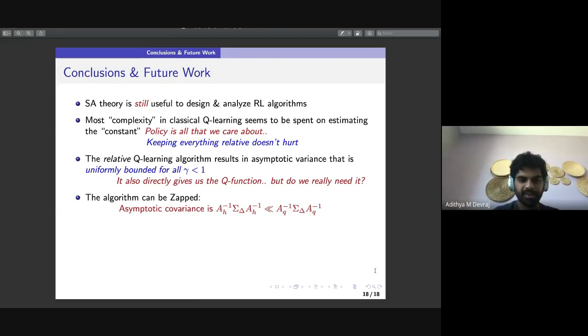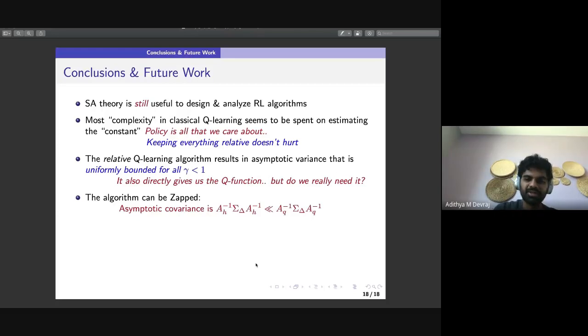The algorithm can, of course, be accelerated using the Zap Q-learning techniques, and the asymptotic covariance corresponding to the relative Q-learning algorithm is defined to be this quantity over here, which can be much smaller compared to the asymptotic covariance for Q-learning, Zap Q-learning, because of a better conditioned A matrix for the relative Q-learning algorithm.